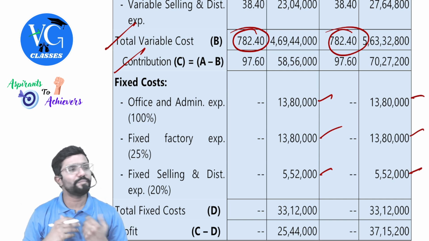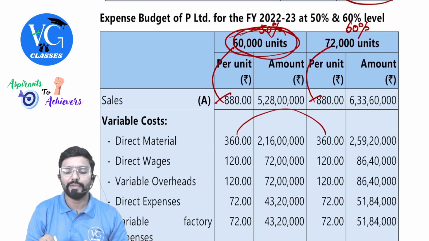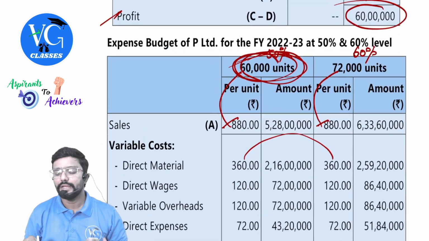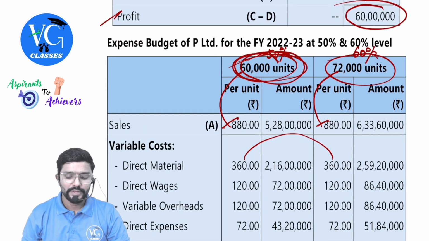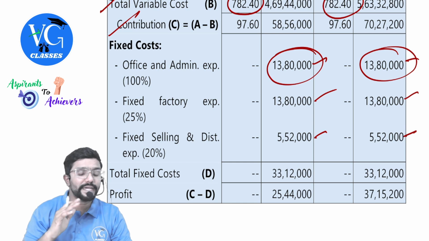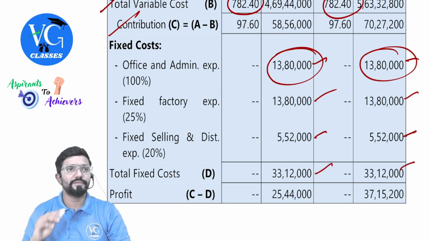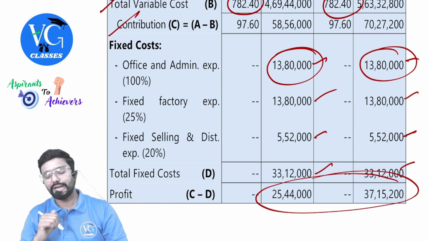Yeah, sir, can I present per unit also? If you want, you can show. For example, 1380 divided by 60,000, whereas here it is 1380 divided by 72,000. It will vary. Per unit will vary. Yes, sir. As you produce more, fixed cost per unit will decrease. Good. Total fixed cost you will reduce from contribution. You will derive profit.